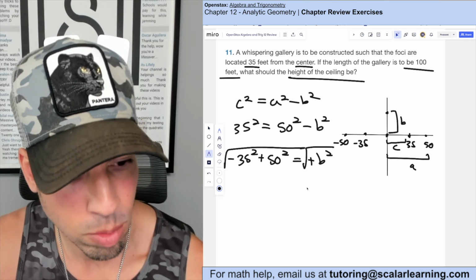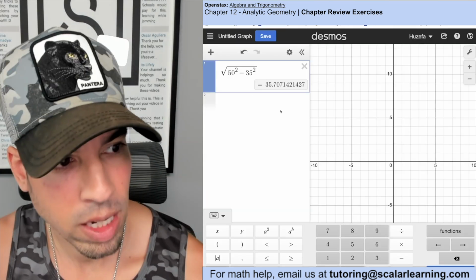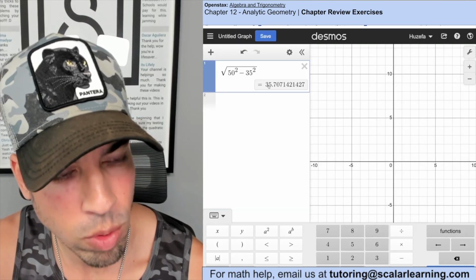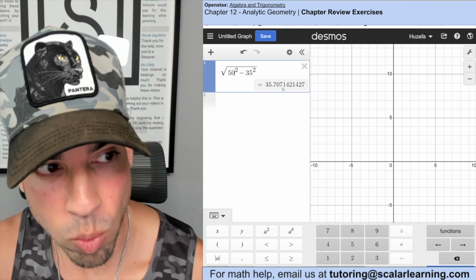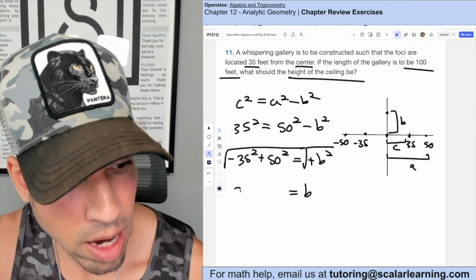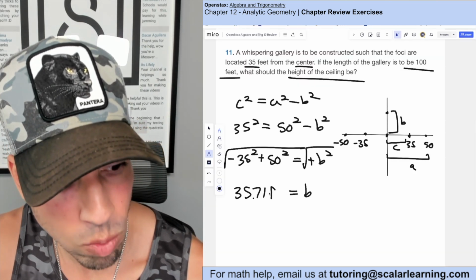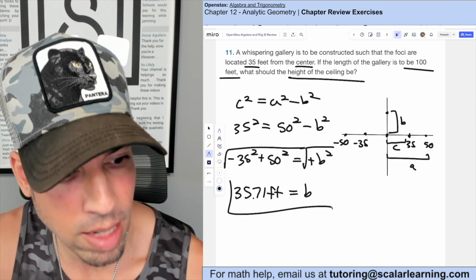So let's do that in Desmos now to find b. So we got the square root of 50 squared minus 35 squared. And when we get that result, we get 35.7, or 35.71 rounded to the nearest hundredth. So the height would be 35.71 feet approximately. That's how you do it.